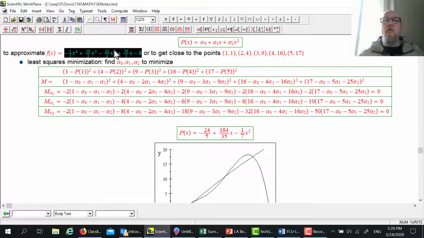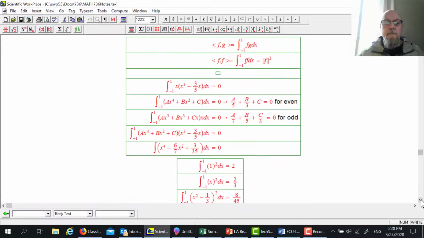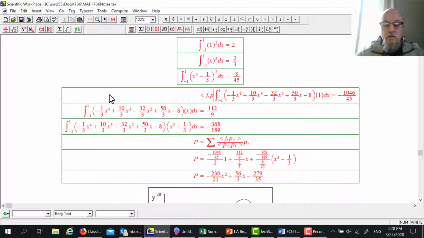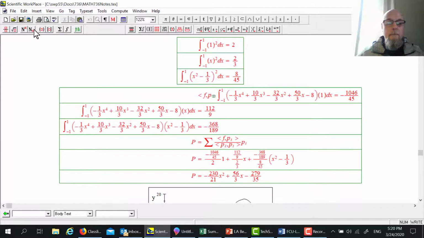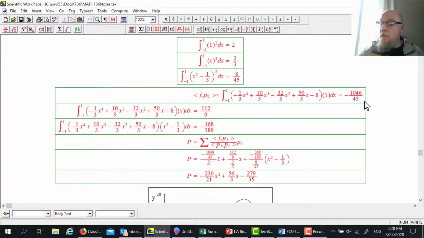And I would like to see the dot product of this against all of the Legendre polynomials. So let's go. I want the dot product with P naught, dot product with P1. So this is our function dot product with P naught. We get a number, right? When you take a dot product, you get a number. That's just a straight integration.